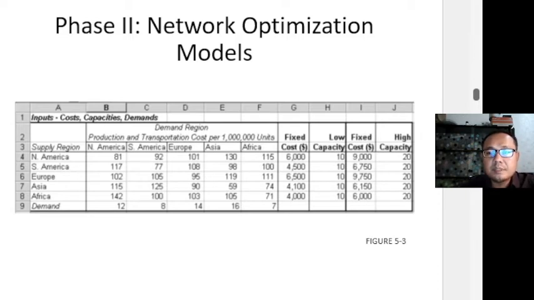So an alternative approach is to consolidate plants in just a few regions. So this improves economy of scale but increases transportation costs and duties. So during phase 2, the manager must consider these quantifiable trade-offs along with non-quantifiable factors such as the competitive environment and political risk. Okay.